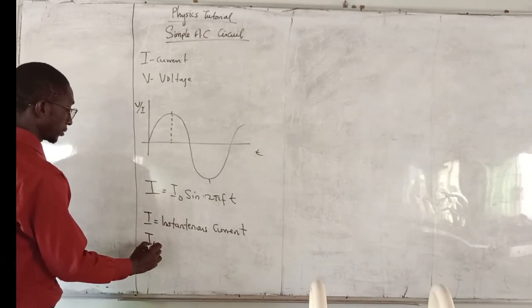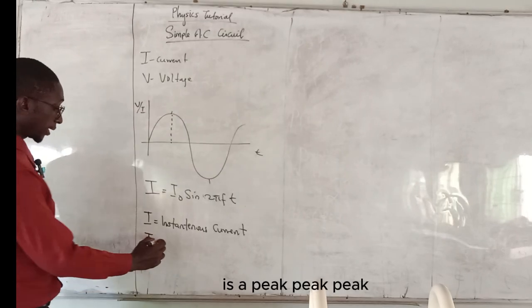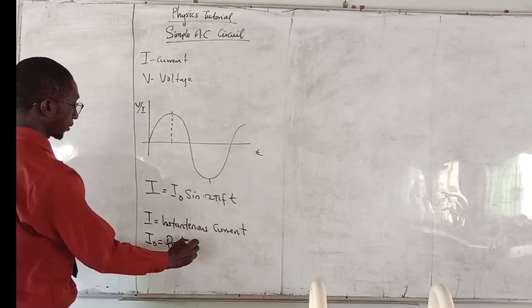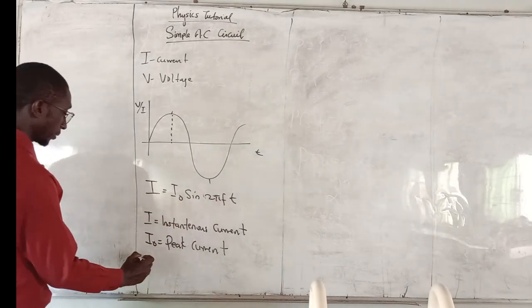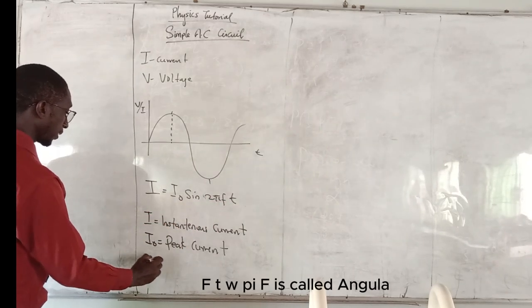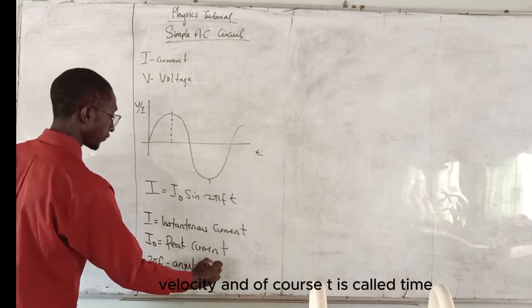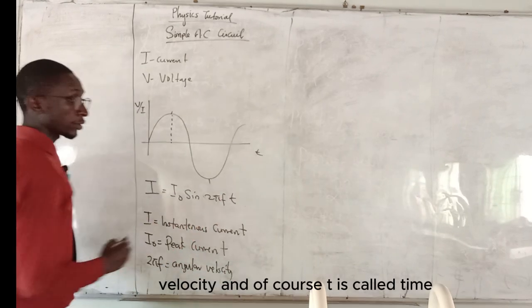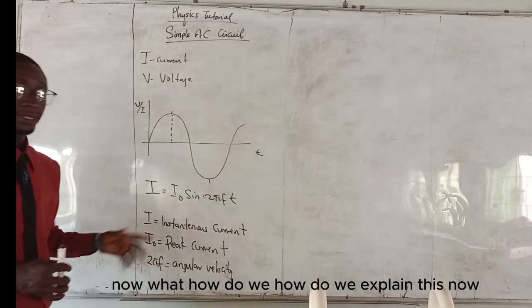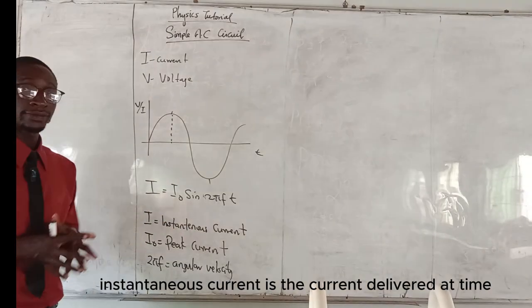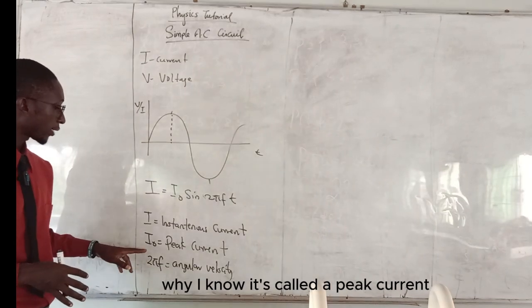While I naught is the peak current, while W, which is 2 pi f, is called angular velocity, and of course T is called time. Now, how do we explain this? Instantaneous current is the current delivered per time at a particular moment. So it's called instantaneous current, while I naught is called the peak current.